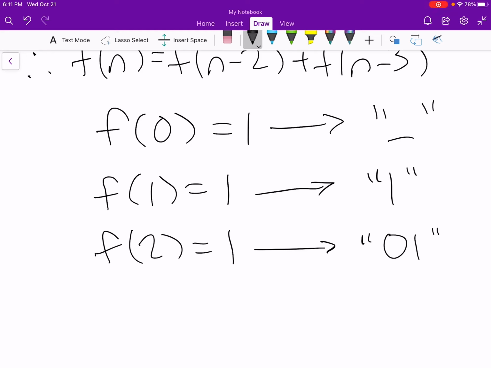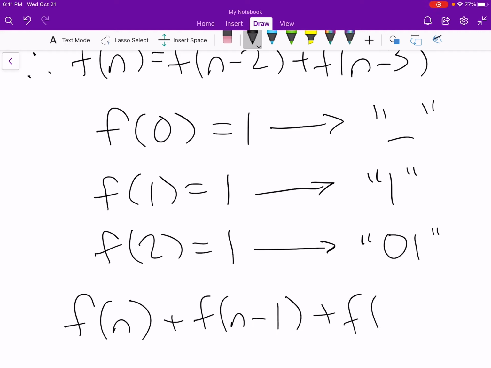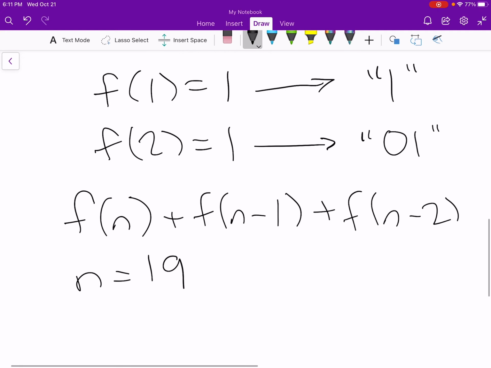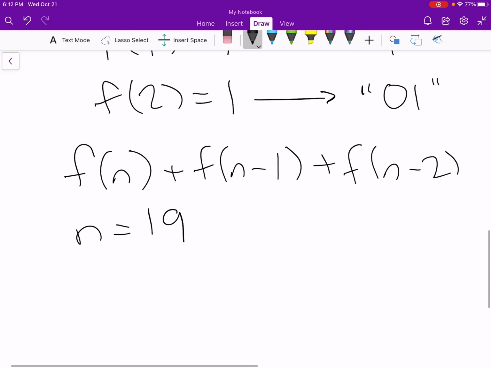Note that our answer is f(n) + f(n-1) + f(n-2), where n equals 19, since any of the houses 19, 18, and 17 could have been the last to get mail. At this point, it's just calculations which we will brute force.